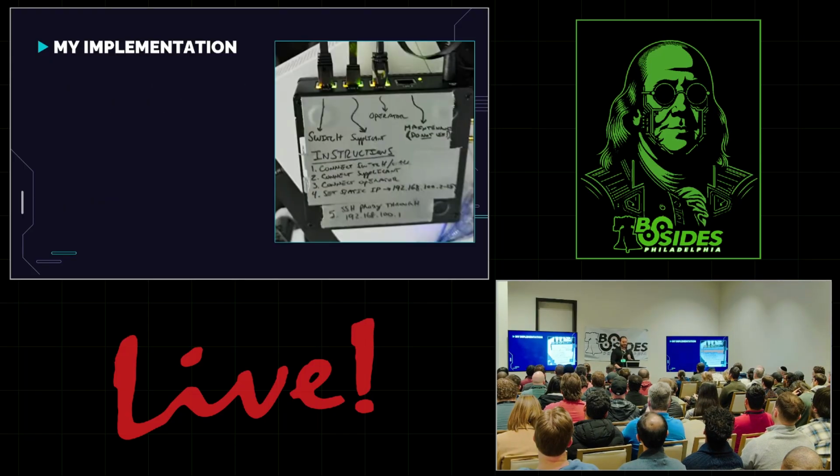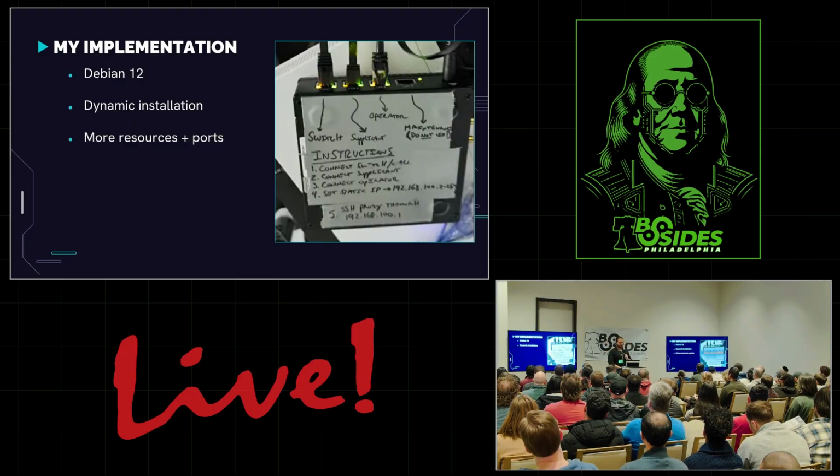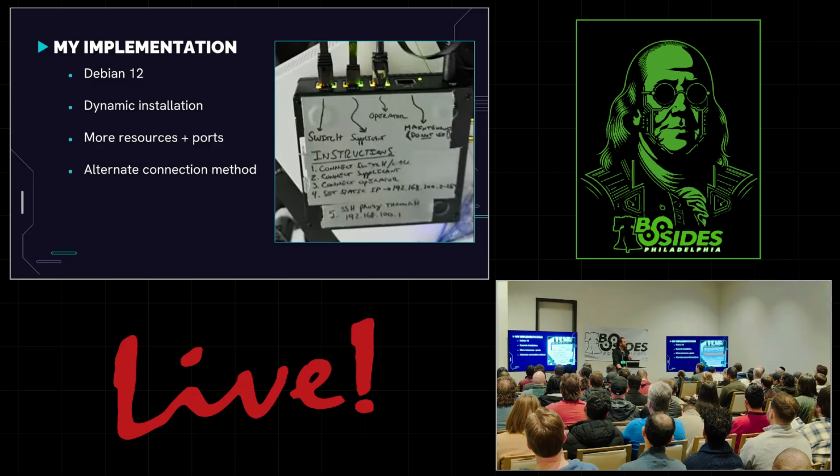So for my implementation, which looks like that, it was running on Debian 12. I modified the installation to be dynamic, so if you're running on different devices with different interface names or different sets of interfaces, you could modify that during the install just to make it a little more dynamic for different types of devices. It had more resources than the NanoPi and more ports, so it was very easy just to get an operator to plug in over the wire. I switched the method that you use to actually ghost yourself because I was running into several issues with the NATting that the ghost device was doing.